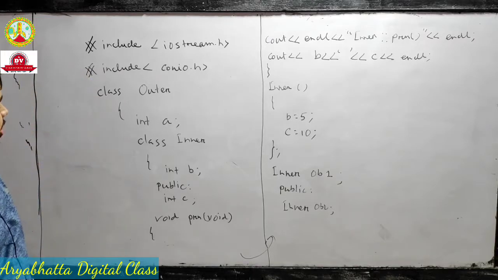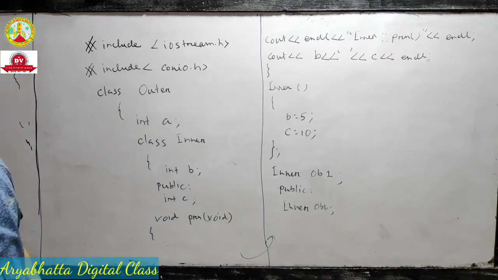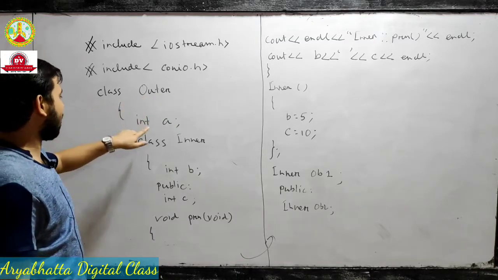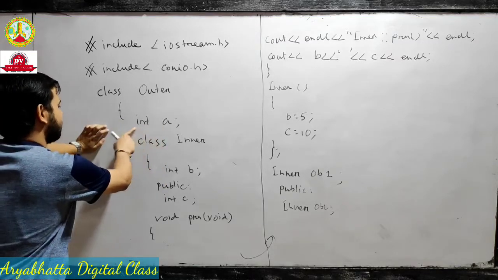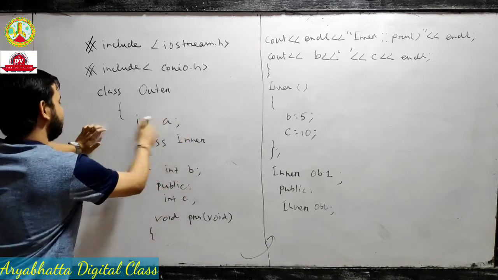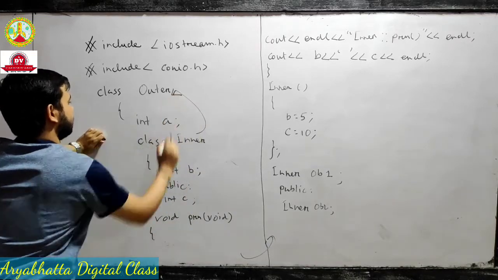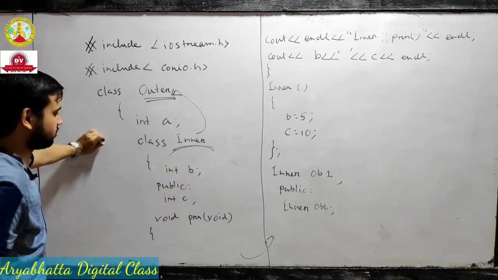I don't explain the header file. This class's name is outer, or any name. Means the class name is always user defined, I already told you. Outer. This is the data member, means a variable declared with data type int, and this is the class inner, means this class is under this class. Okay, means this is the enclosing class. This is the nested class.